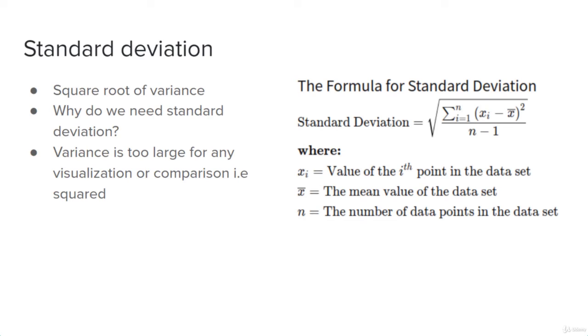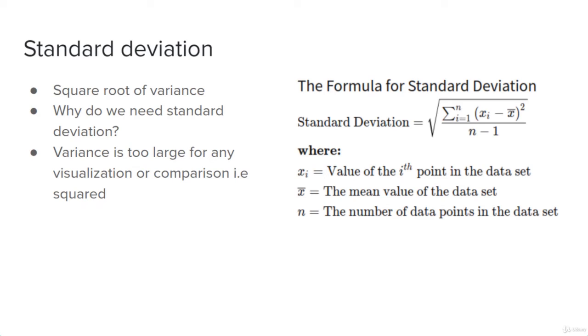Standard deviation. This is the next concept, and it is the same as variance. The only difference is that we take a square root of the variance to get standard deviation. So why do we need standard deviation at all? It's just a square root. Why are we square rooting the variance to get an entirely different metric? What does this metric tell us?